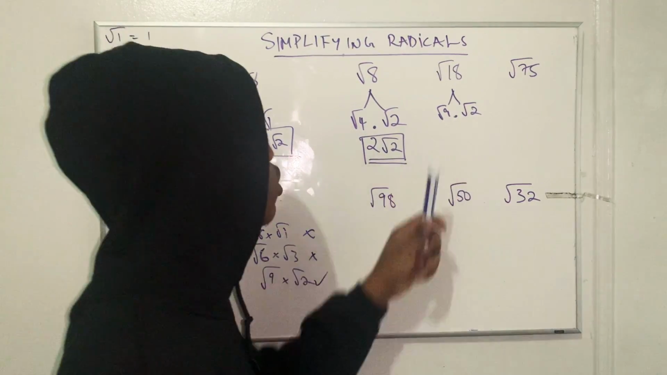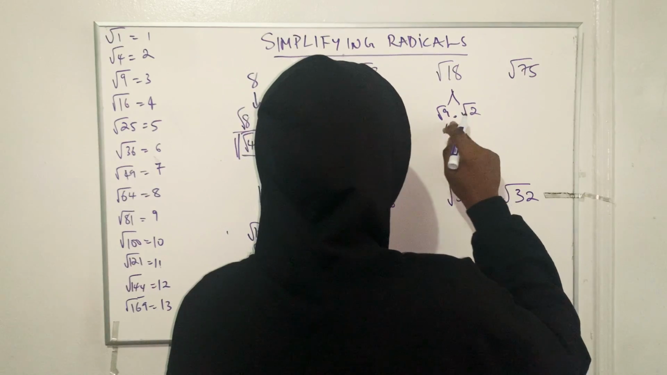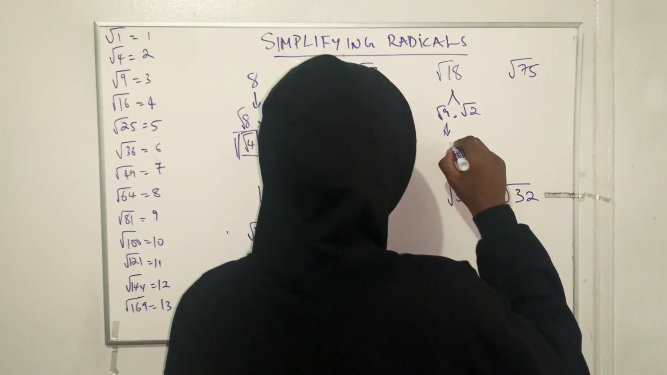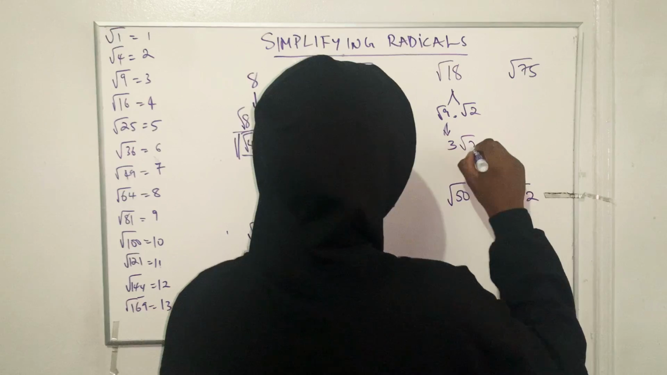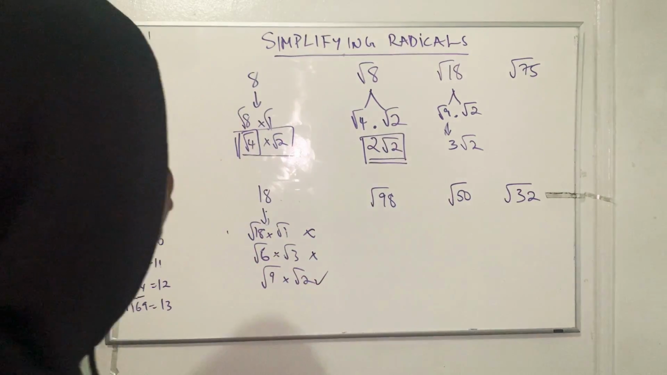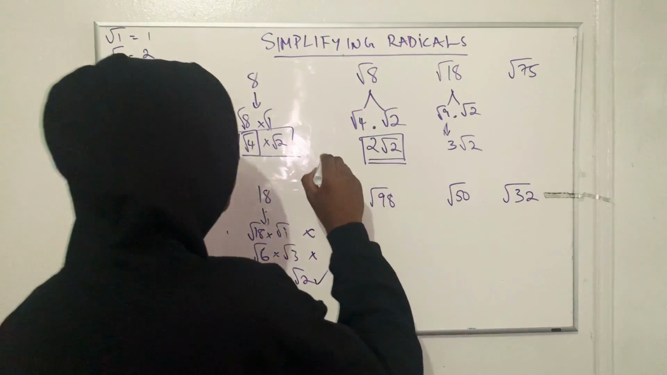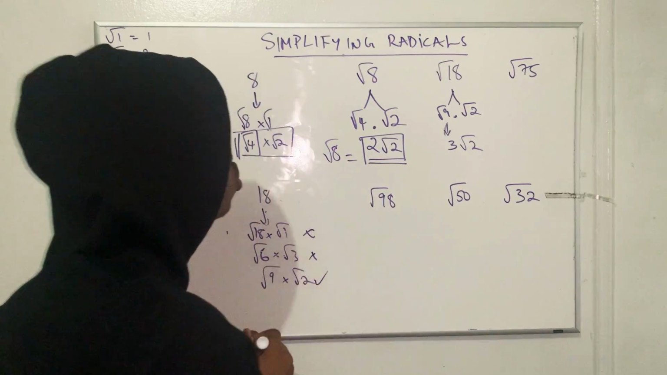So what is the square root of 9 now? The square root of 9 is 3. So 3 root 2. So this simply means that the square root of 8 is equal to 2 root 2.